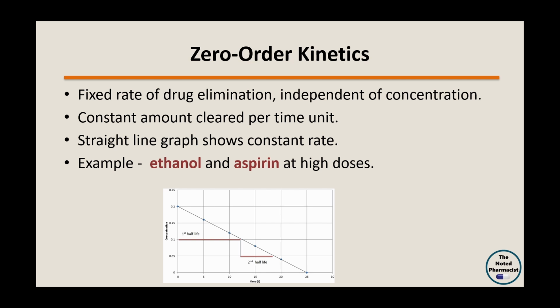In zero-order kinetics, a fixed amount of drug, such as 10 mg per hour, is removed from the body, regardless of concentration. Most drugs follow first-order kinetics except a few. So, zero-order pattern is observed in drugs like ethanol, aspirin, and phenytoin, especially at high or saturating doses. Due to saturation of enzymatic pathways, the body cannot increase elimination as concentration rises, leading to potential accumulation and toxicity.